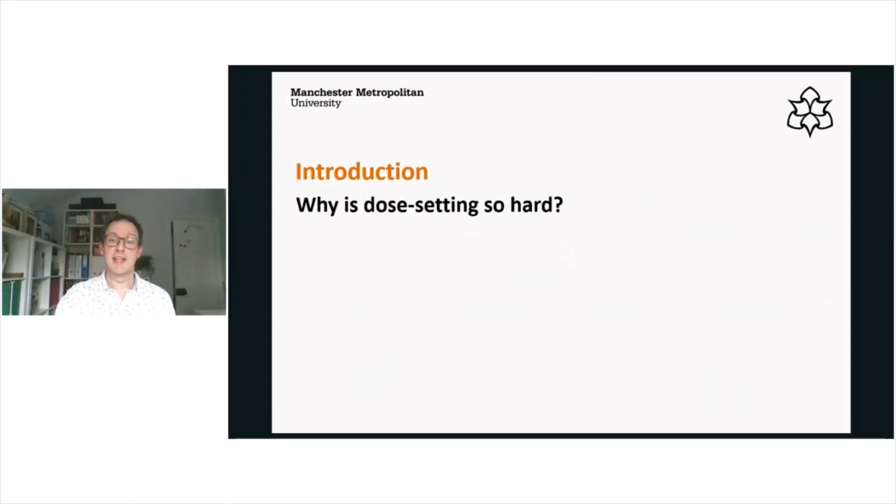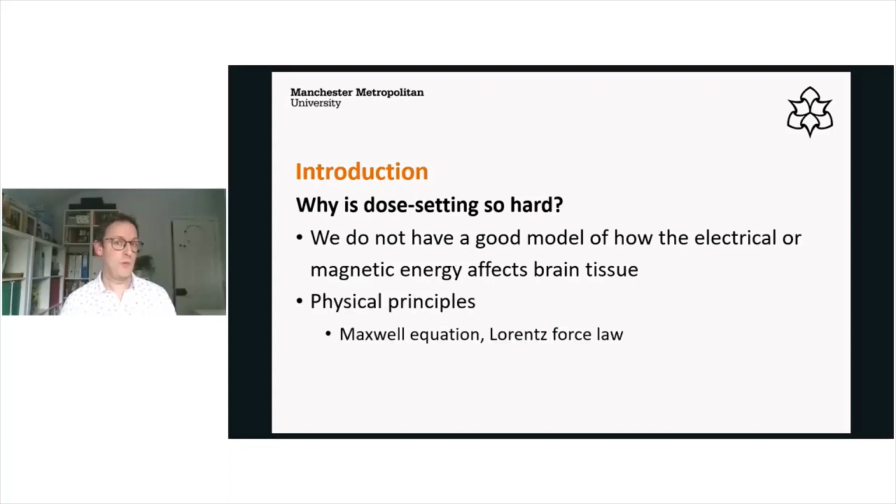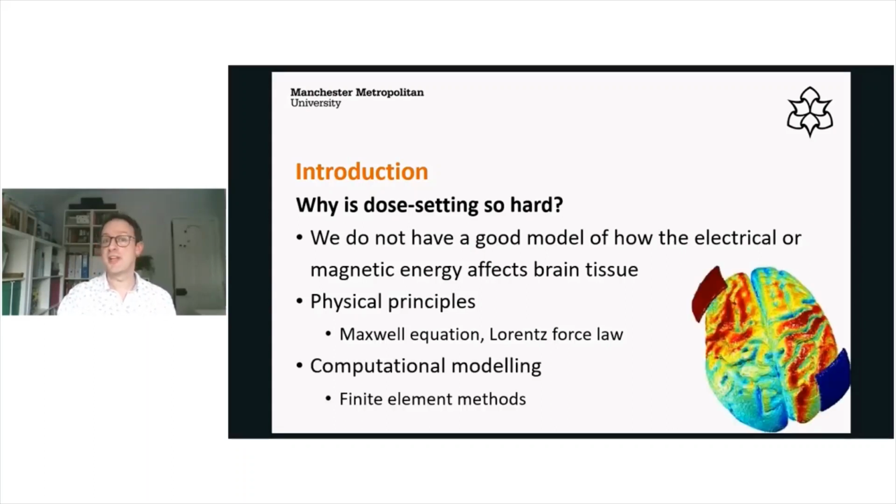One problem in dose setting is that we don't really have a good model of how electrical or magnetic energy affects the brain, or at least gets from the stimulator to brain tissue and thereby has an effect. Now, we know the physics behind all of this, things like Maxwell equations and Lorentz laws. When we know some of these principles, we can combine them into computational modeling techniques. So you'll see many beautiful images like these finite element models that are produced. I'm sorry for not crediting this. This is from Andy Huang's ROAST toolbox for MATLAB.